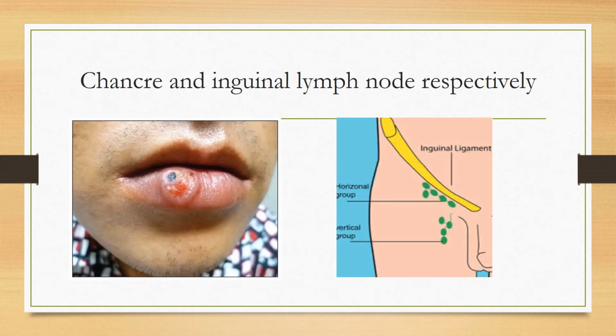This picture is of a chancre on the lips. A chancre can be formed on the lips, penis, or even on the vagina. And this is a picture of the inguinal lymph node.